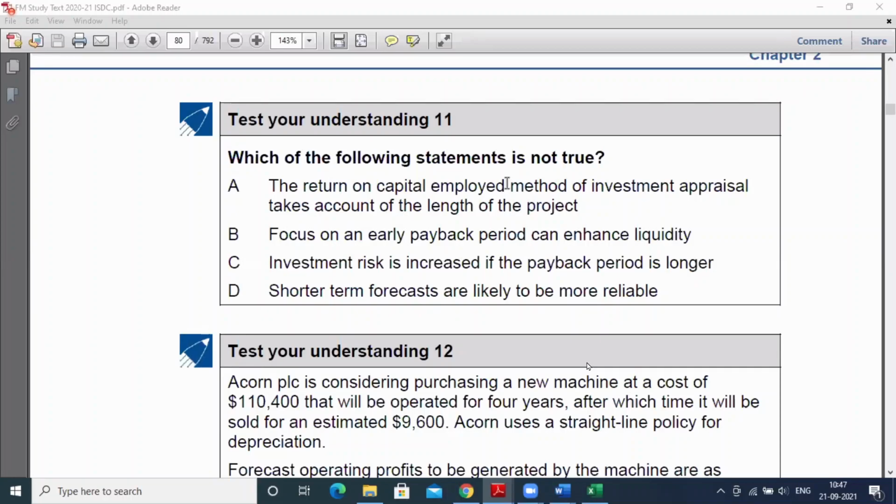In case of payback, payback won't consider the length, because if you are receiving the amount in 2 years, then only up to 2 years will be considered. The remaining third, fourth, fifth, sixth years we will be ignoring. But that is not the case in ROC, because to get the average profit you divide the total profit by the number of years. So the statement that ROC takes account of the length of the project is definitely true. They are asking us to identify the false statement, not the true statement. I hope it is clear.